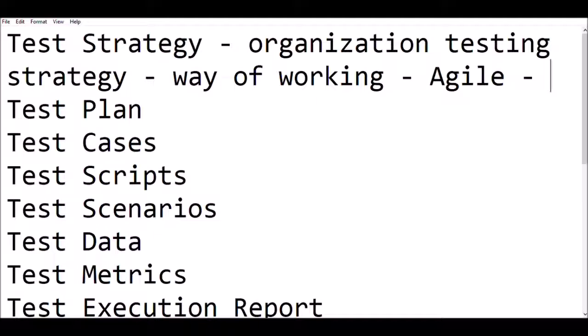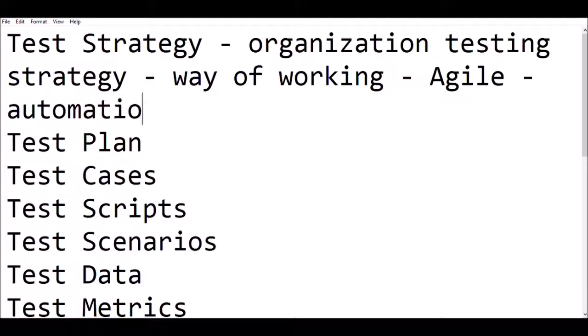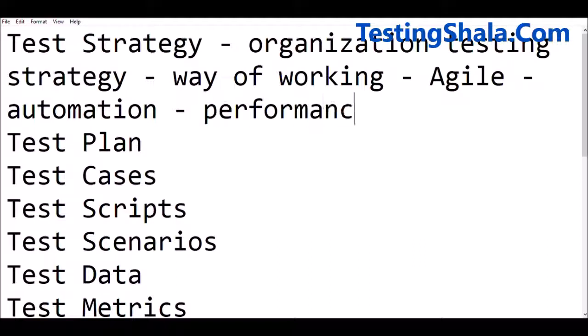Or you can talk about automation strategy: what tool, what is the budget, everything needs to be defined in this strategy regarding automation. It could be performance. So what all the various things we'll have to take into account for the benchmarking of performance for an organization. What are the benchmarking numbers given for an organization?